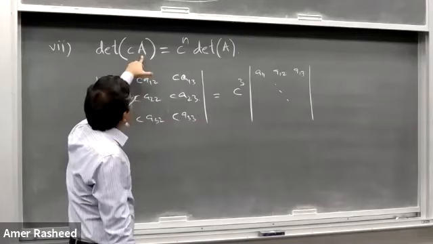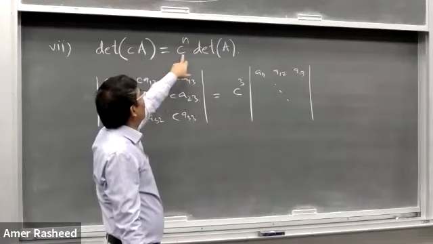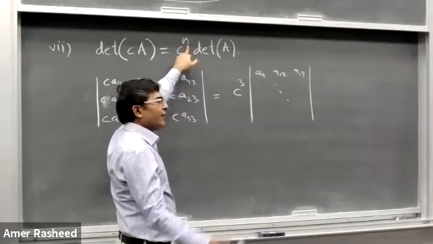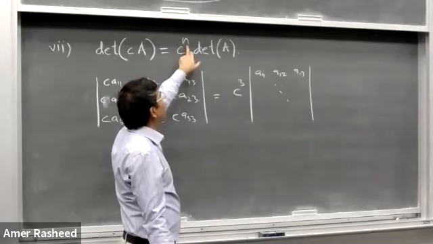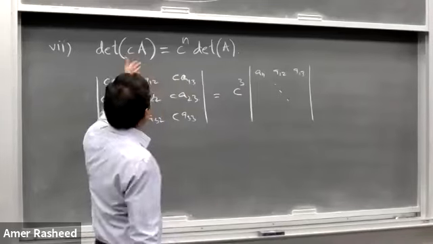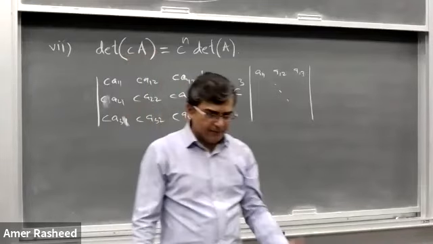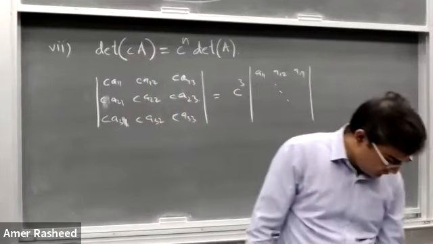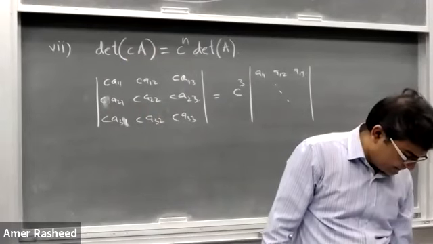It has n rows, so C power n will come out. Okay, one C from each row. There are n rows, so we must have C power n into the determinant of A, by assuming that A is a matrix of order n. I hope you get it.